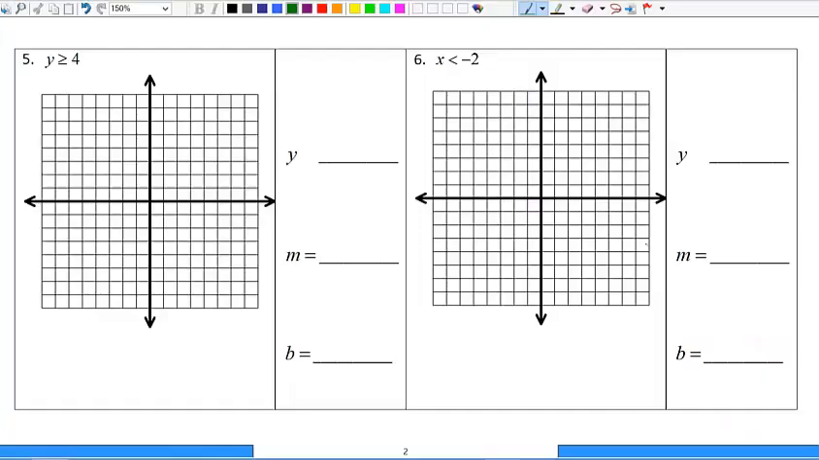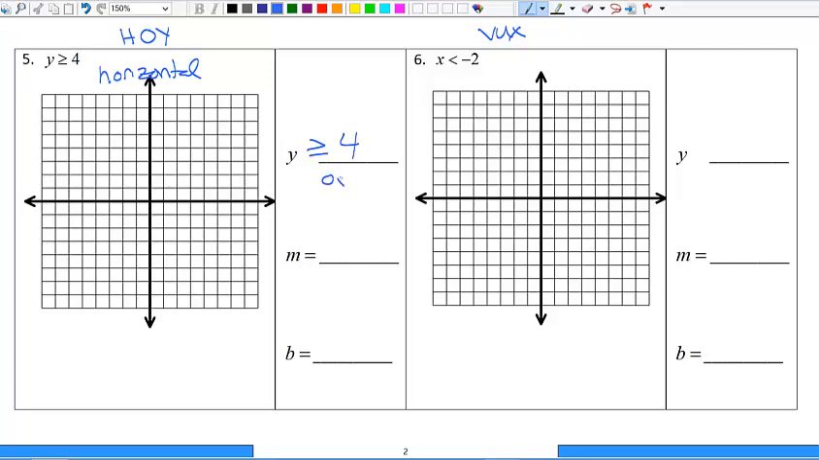Now these next two are special cases because they only have one letter. So this is either going to be a Hoy or a Vux problem. The first problem is y is greater than, so that's a Hoy problem. The next problem has only an x, so that's a Vux problem. So a Hoy problem tells me that I have a horizontal line, so I have y is greater than or equal to 4.